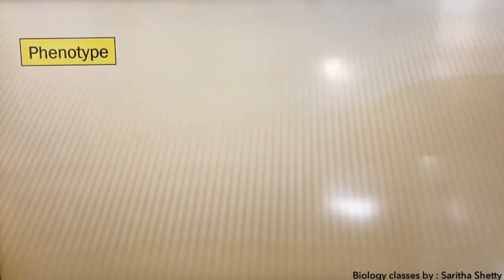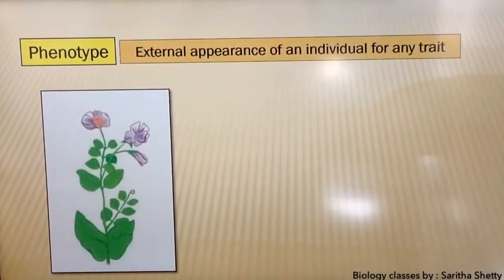Next, we move on to phenotype. The external appearance of an individual for any trait is what we term as phenotype. The plant that we see here is a tall plant. So phenotypically, or external appearance wise, this is a tall plant.